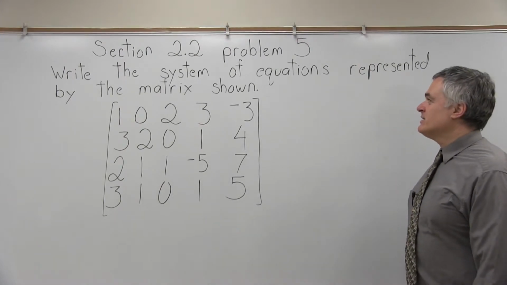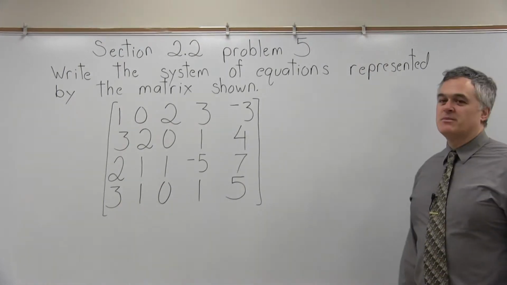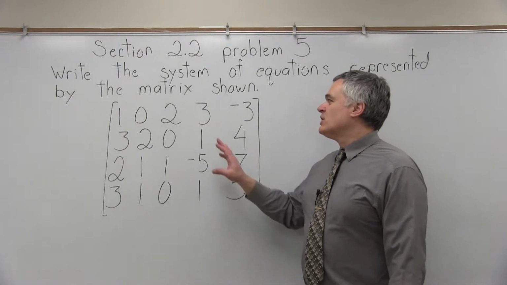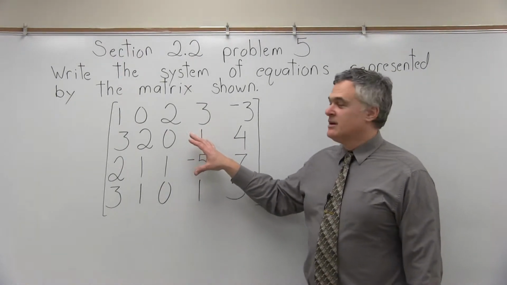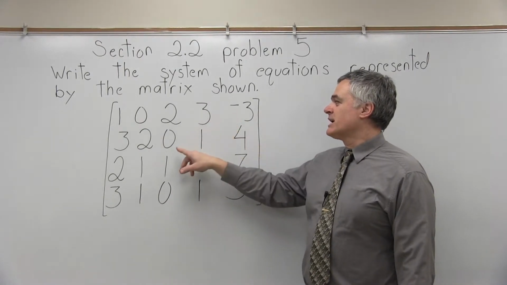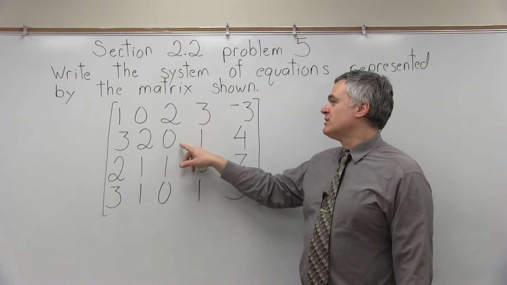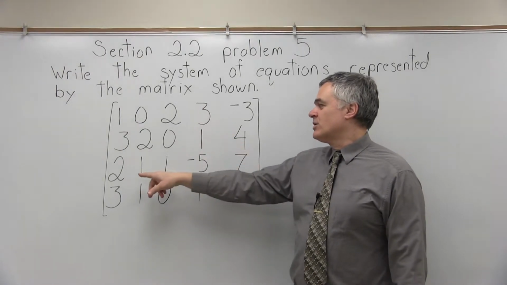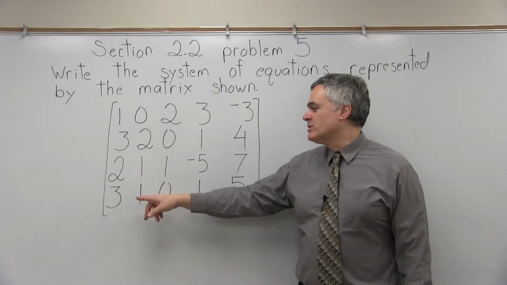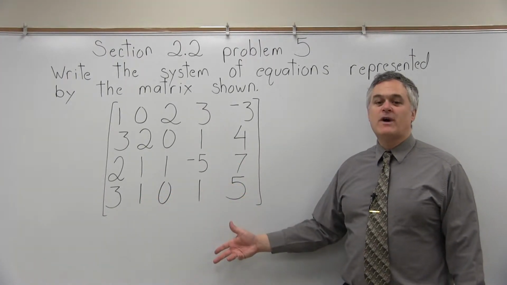It says, write the system of equations represented by the matrix shown. And this is a bigger matrix than the previous problems had, so this has 4 rows in it. The top row is 1, 0, 2, 3, negative 3. The second row is 3, 2, 0, 1, 4. The third row is 2, 1, 1, negative 5, 7. And the bottom row is 3, 1, 0, 1, 5.